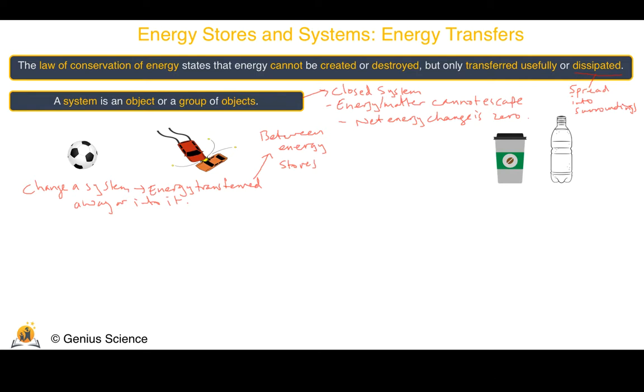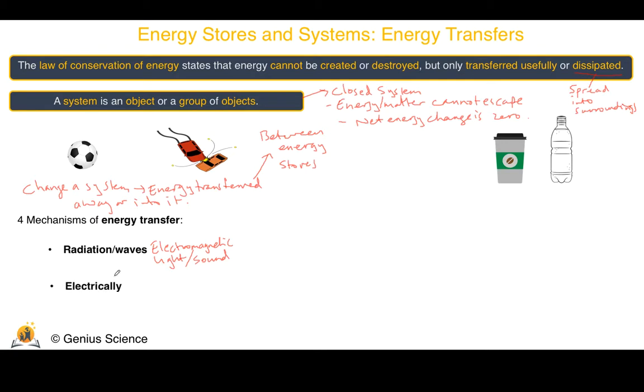So how then is energy transferred between stores? Well, there are four mechanisms by which energy can be transferred between stores. They are by radiation or waves, so electromagnetic waves or light and sound waves. Energy can also be transferred electrically via moving charges, also known as electrons. Our third mechanism of energy transfer is via heating, and this will take place when there is a temperature difference between objects.